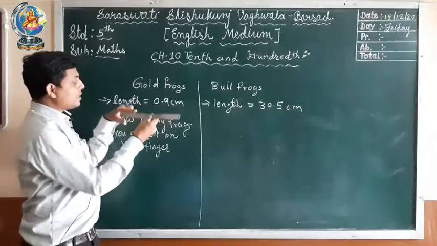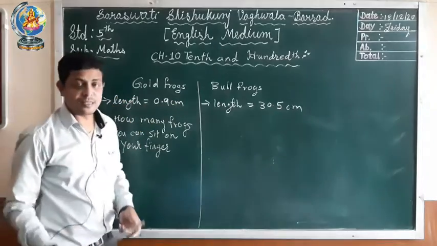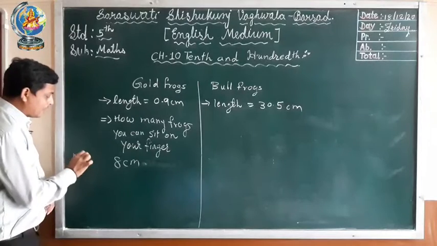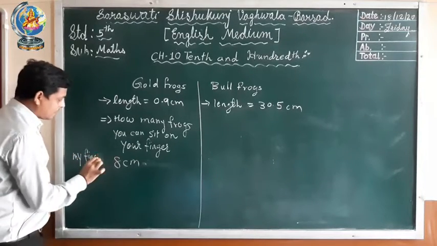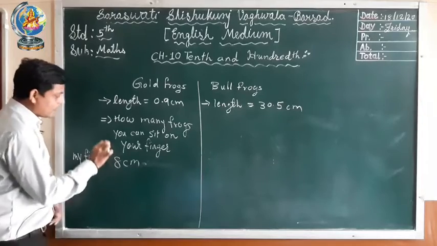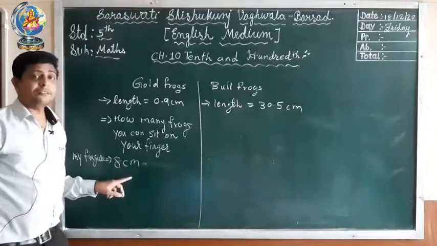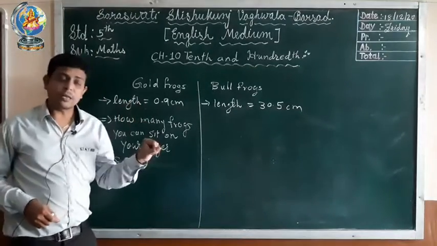So now you can see my finger size is 8 centimeter. Here I am talking about my finger. Now, how many frogs can sit on my finger? For that I have to do a calculation.